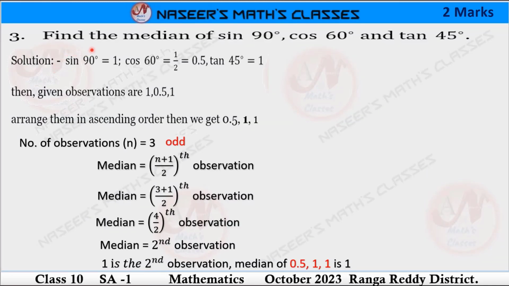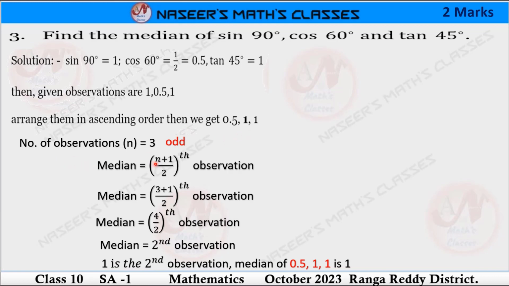In this problem it is given: find the median of sin 90 degrees, cos 60 degrees and tan 45 degrees. So we already know that sin 90 degrees is equal to 1 and cos 60 degrees is equal to 1 by 2. 1 by 2 is written as 0.5, and next tan 45 degrees is equal to 1. Now we write the observations as 1, 0.5, 1. To find the median of these data, we have to arrange in ascending order. Then we can write it as 0.5, 1, 1.